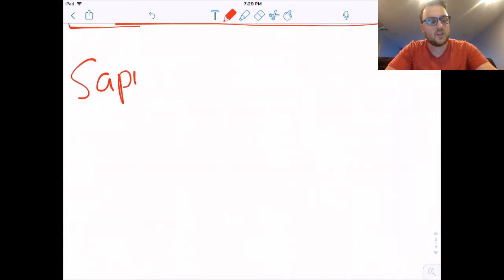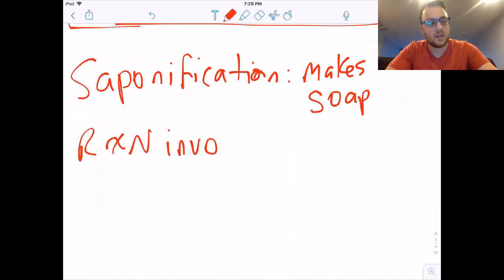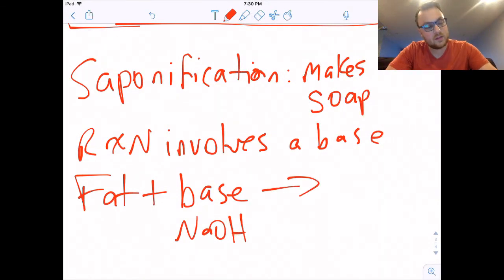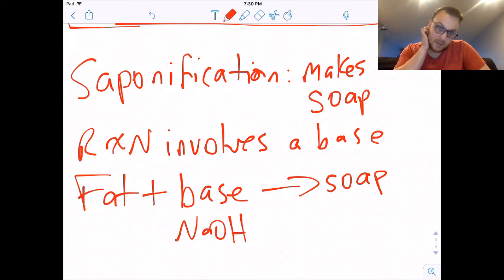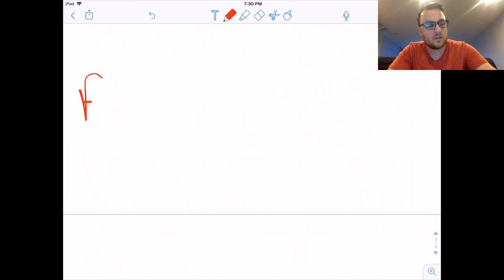Saponification is really complicated. And the biggest thing about saponification is it makes soap. The reaction involves a base, but everything else is really complicated. So usually, I would just say fat plus base, like NaOH, makes soap. That's about the extent I would get in depth with saponification here. Actually, I'm going to save that one for a minute. Let's do polymerization.